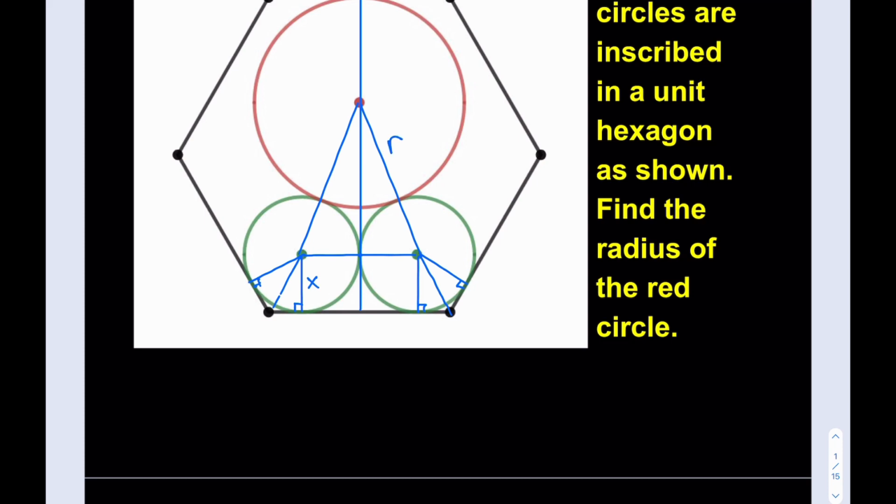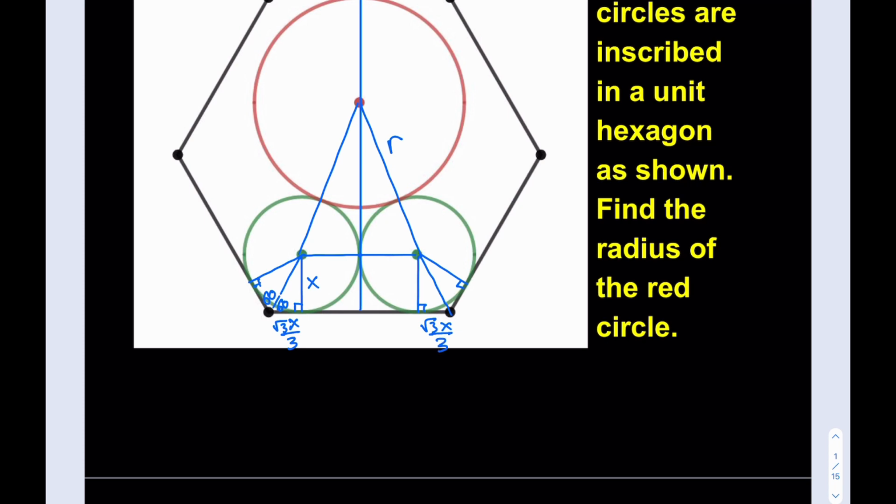I know that this is a unit hexagon. It's a regular hexagon. So these are going to be 60 degrees, right? So we have the 30, 60, 90 triangle, which means that the longer leg is √3 times the shorter leg, but we're given the longer leg, so we have to divide by √3. That's going to give us x divided by √3. If you rationalize, you'll get √3x over 3. Okay, and the same thing here.